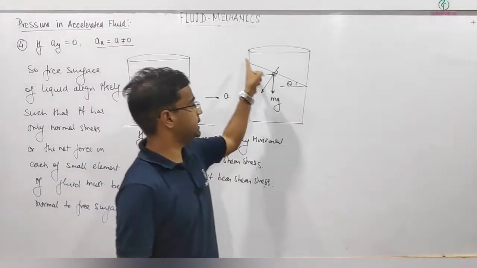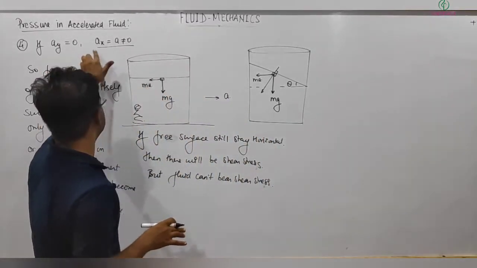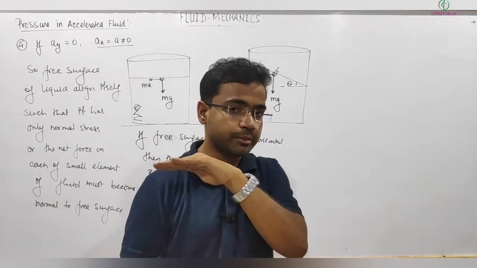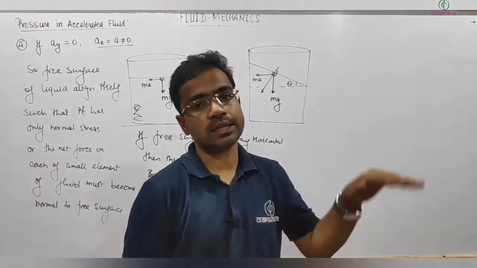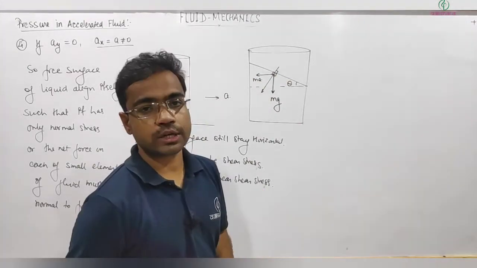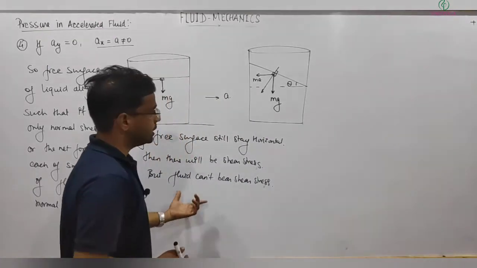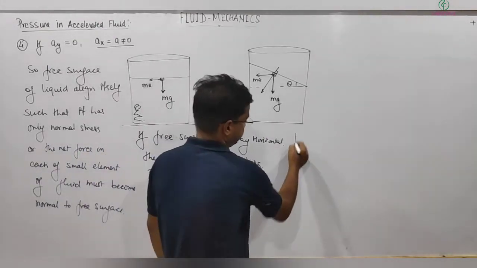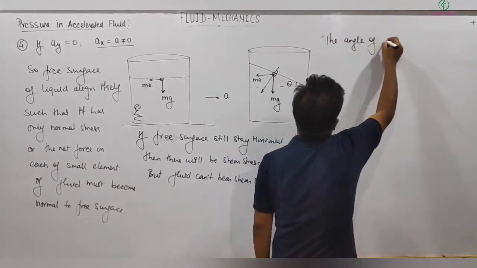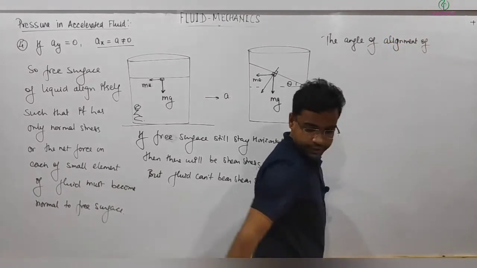So because of that, the free surface will align at some angle, right? So that is one big point here. When there is acceleration in the x direction, the free surface will not remain horizontal like the earlier case. It will align at some angle. Next question is, what will be that angle? Can we calculate? Yes, we can. So let me tell you how we can calculate the angle of alignment of the free surface.